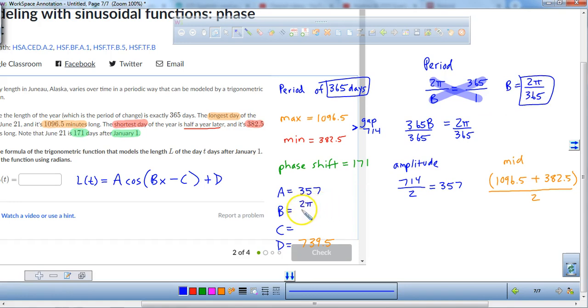2 pi over 365. Next, and the last thing we're going to talk about is our phase shift. Now, they've given us our phase shift. They said our phase shift was 171. Now, just remember, C divided by B is always equal to our phase shift. So I'm going to write phase shift. This is the formula for your phase shift. We've talked about it earlier.